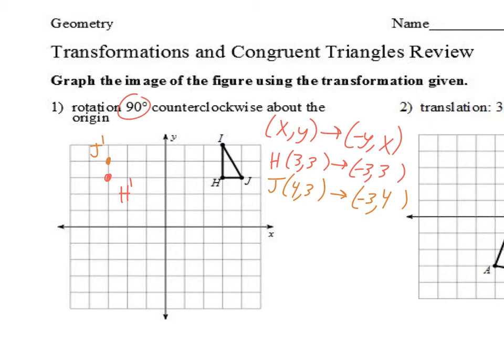And then the last point, I. The original coordinates on I are (3, 5). So applying the transformation rule again, the new coordinates are going to be the opposite of the y and the original x. So (negative 5, 3) would be there. That's going to be I prime. And then we can fill in the rest of the figure, and it should end up looking like that. That's the image.